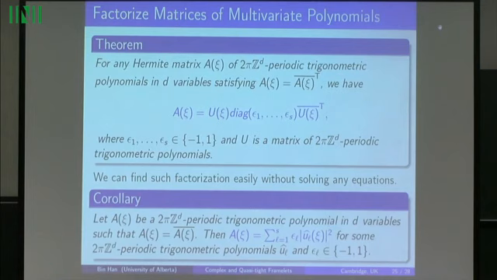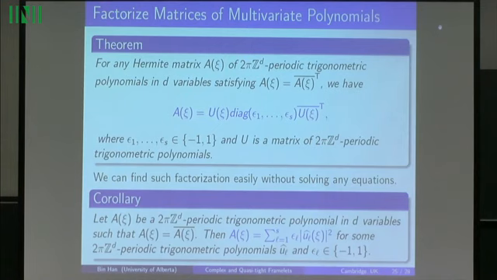You are going to give me any Hermite matrix A of multivariate trigonometric polynomials. Hermite matrix just means this condition is true. Then you can prove you can always decompose this matrix A into U times the diagonal epsilon 1 to epsilon s, where epsilon is only plus 1 or minus 1, times U transpose. You can always do this for any multivariate polynomials.